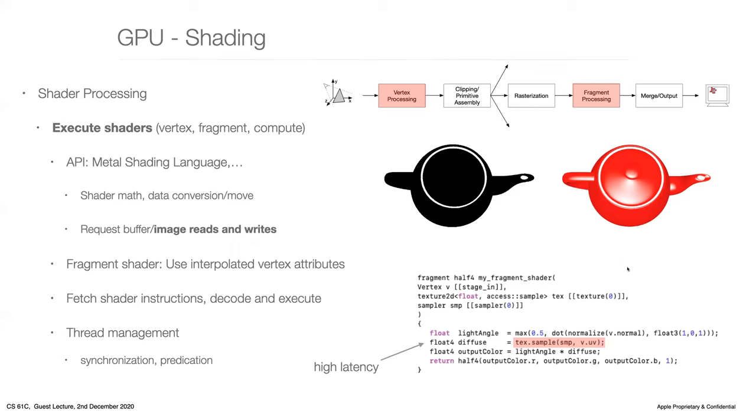This is a relatively simple lighting algorithm, but it does require a fair amount of computation. You have to compute some angles. You need to do a texture lookup, and I'll explain what a texture lookup is in a second, to compute this. And you need to do this for every pixel on the screen. So it's not a cheap calculation.